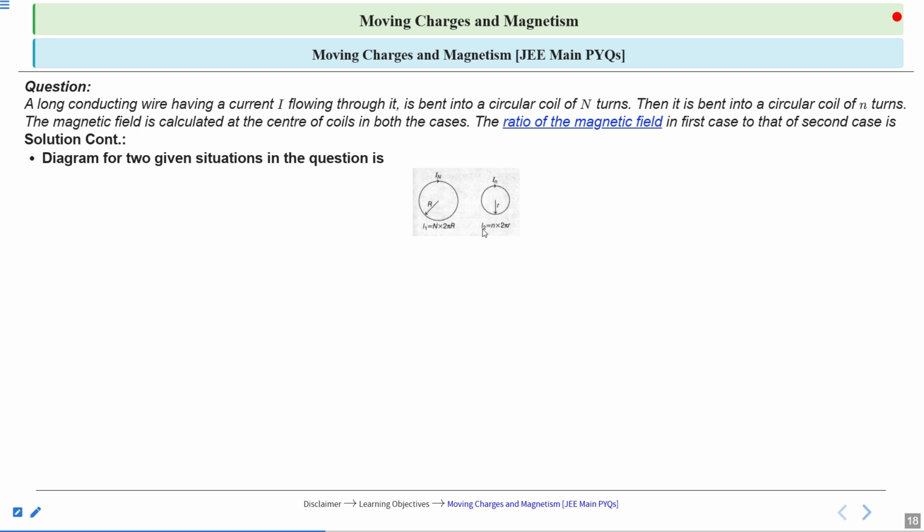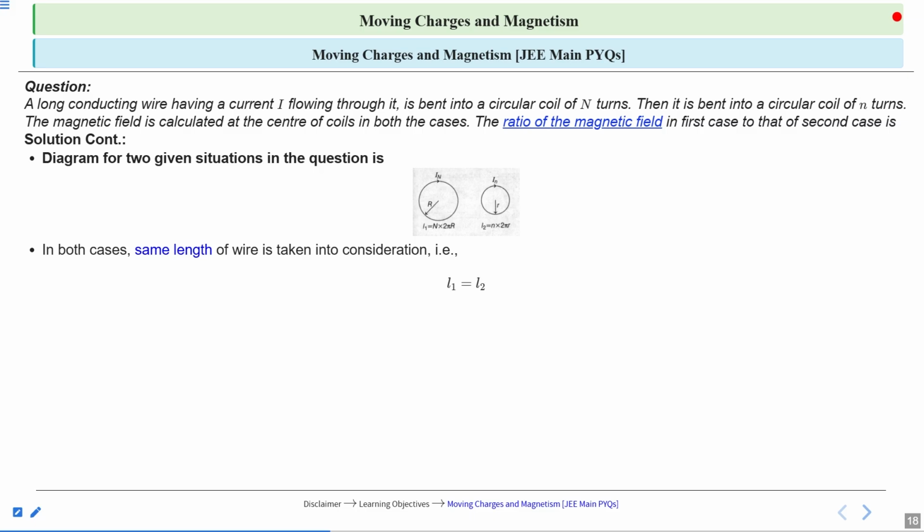In the second case, L2 is again 2 pi small r, the perimeter of one turn, and the number of turns is small n. So the length of the wire is small n into 2 pi r. Got it? The length of one turn, or perimeter, is 2 pi small r into small n turns, which gives the total length of the wire from which we are making the circular coils. This L1 is equal to L2, because we are using the same long conducting wire in both cases.